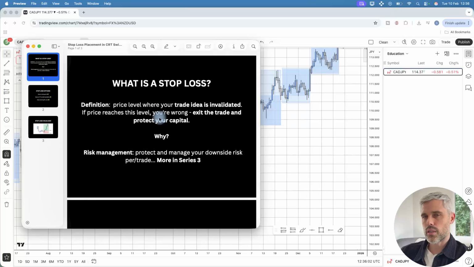We're going to touch on this in series 3. But the big why around why you use stop losses is it comes down to risk management. One, we want to be out of the trade if we're wrong. But two, we want to always protect our downside risk. Because if we can control our risk and our risk to reward, we can build a profitable trading strategy. That's something we're going to cover next series.